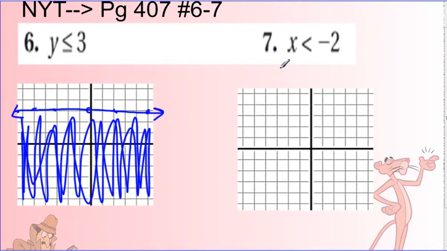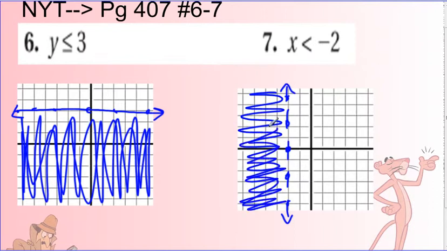Number 7, we need a line at x is less than negative 2. So x is negative 2 right here, and here, and here, and here, and here. We need a dotted line, or a hollow line, because it's just less than. And we need to shade less than negative 2. And less than negative 2 is this stuff over here. And we would be done. Okay?